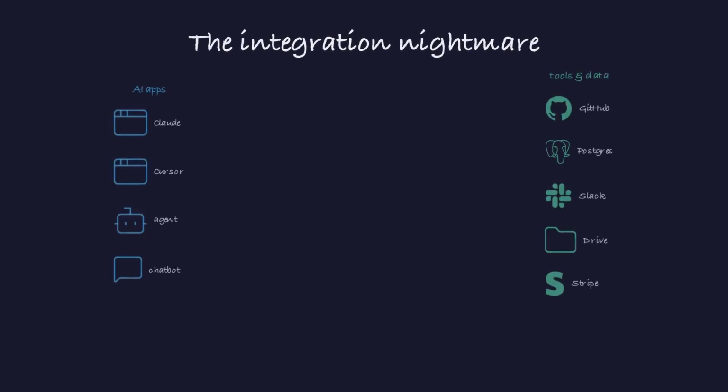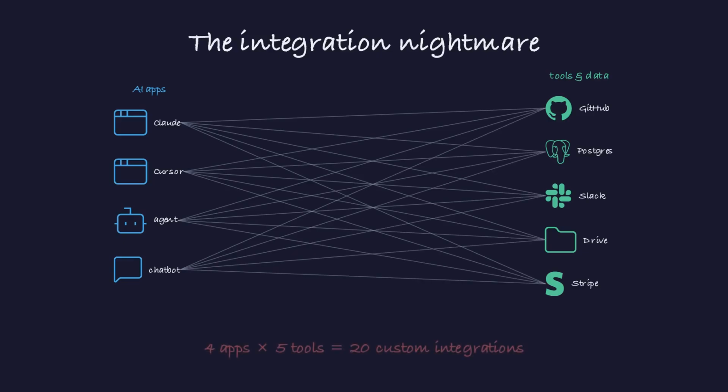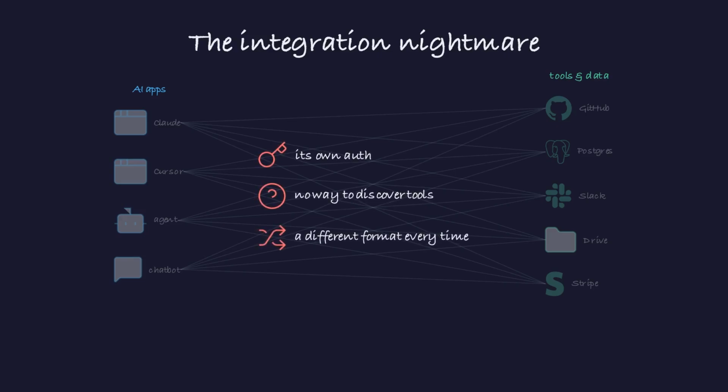Here's the mess MCP was built to solve. You've got a bunch of AI apps on one side and a bunch of tools and data sources on the other. Before MCP, every app needed its own custom integration for every tool. 4 apps, 5 tools. That's 20 separate integrations to build, maintain, and update every time anything changes. Engineers call this the N by M problem. And it's worse than just the count.